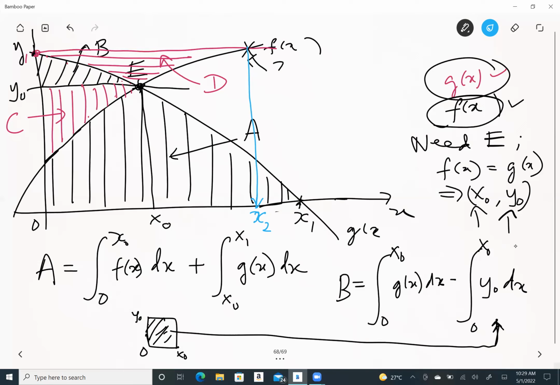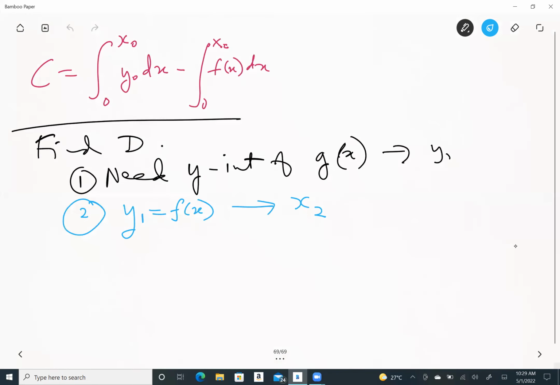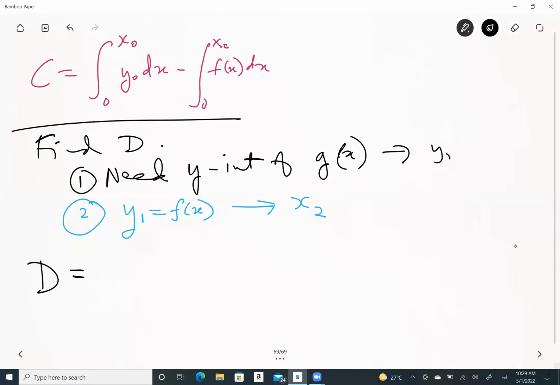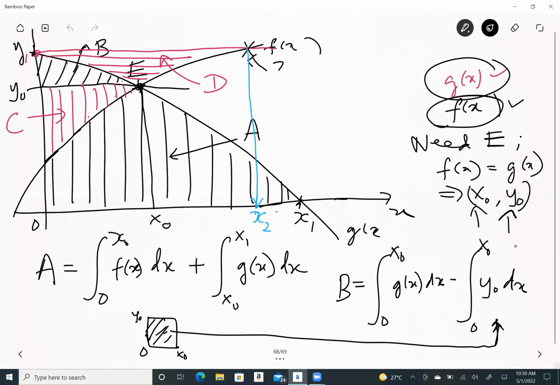And you know the function is y1, so that area is the area of the rectangle. So you already have the bigger area, but you don't want the whole rectangle. I only want that portion. So to get area D, I now have the bigger area from 0 to x2. The function is the horizontal line, y1. But I have to take out a few areas, because we want only that portion.